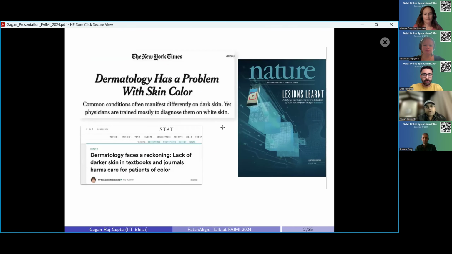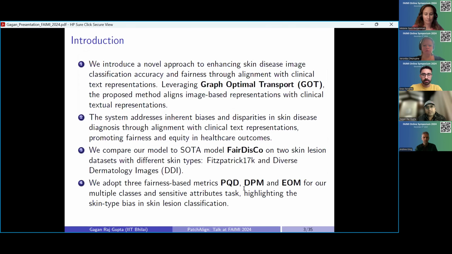Dermatology has a skin color problem because in the available data sets there is a lack of darker skin, even in the textbooks and journals. That leads to a lack of understanding of how skin diseases look on darker skin. And even AI or ML models are not performing very well when it comes to darker skins. So here's a brief outline of what we did.